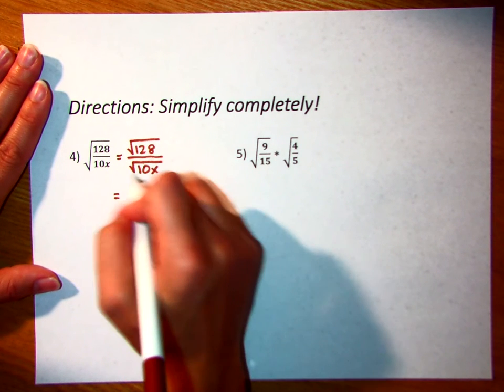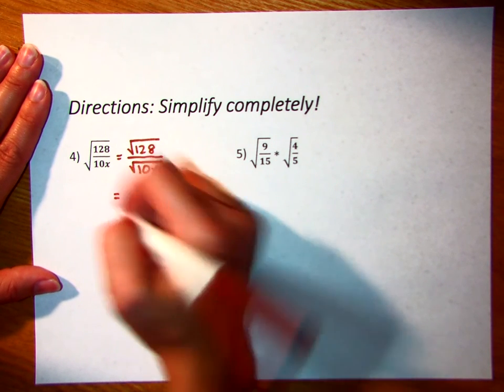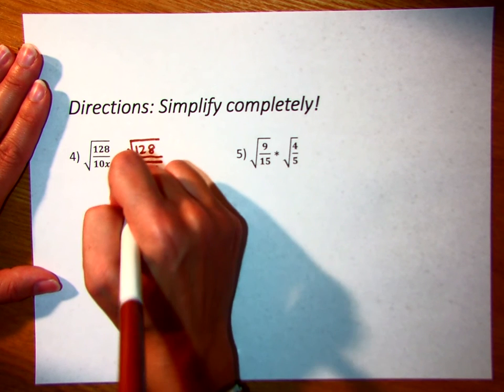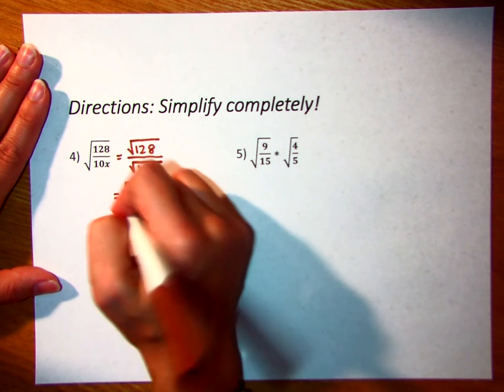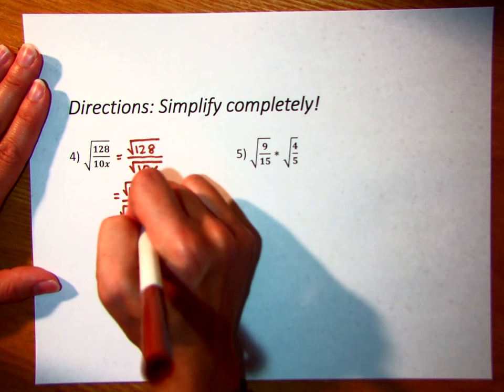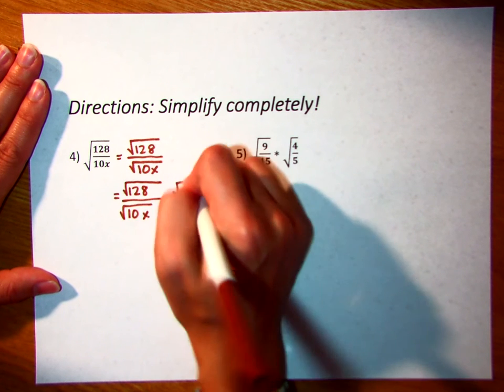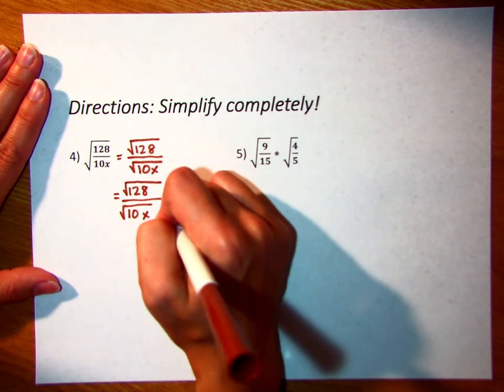So we can't have this radical in the denominator. It's not allowed. So on the top, I'm going to have 128. And then on the bottom, I'm going to have square root of 10x, and I'm going to multiply all of that by the radical in the denominator.